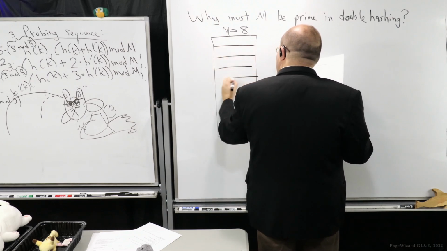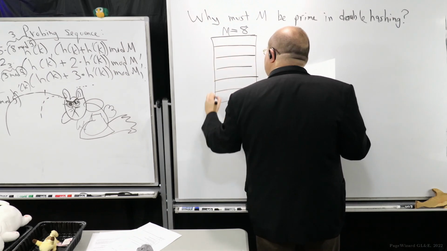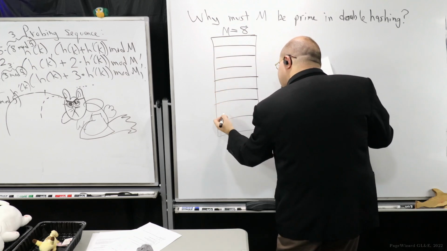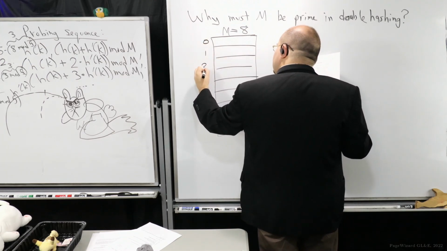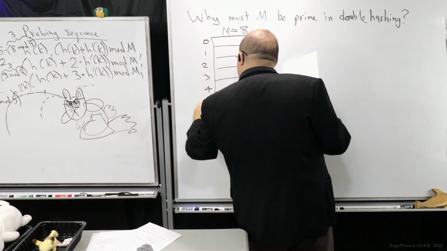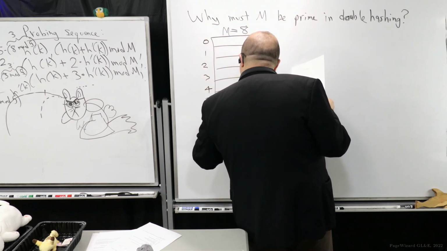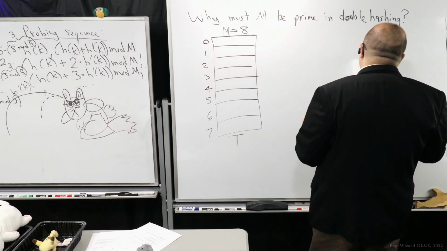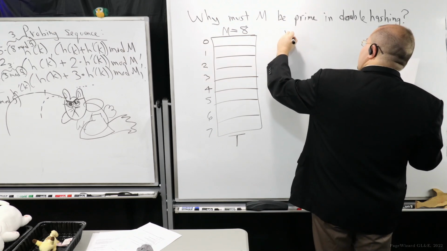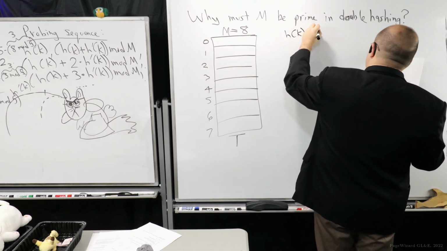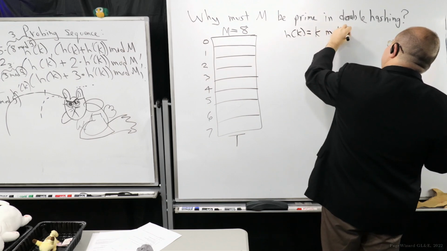We're going to have 8 slots this time around. 1, 2, 3, 4, 5, 6, 7, 8. Table size is 8. There's table T, and we're going to have h of k. It's going to be k mod 8, like we've been doing up to this point.